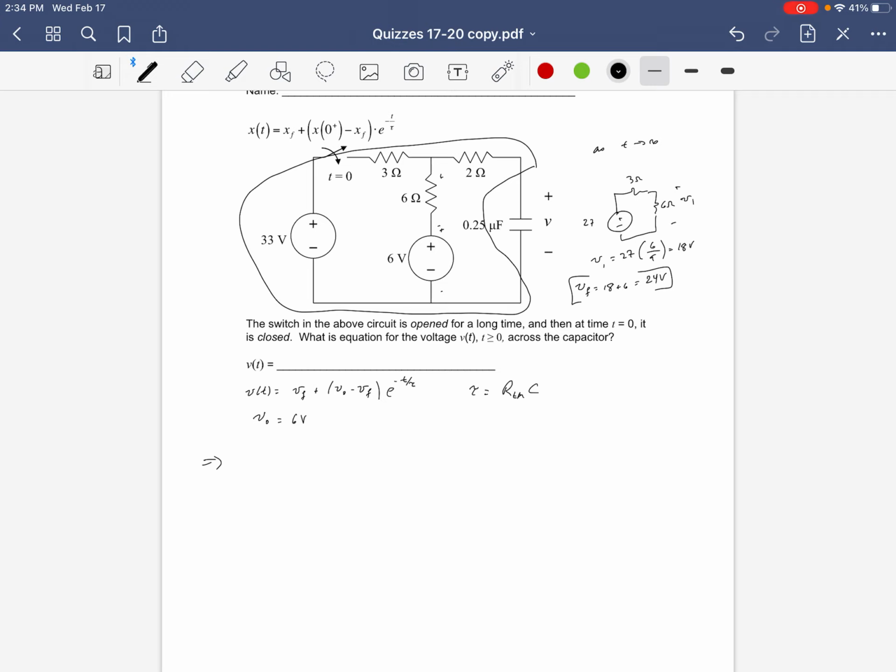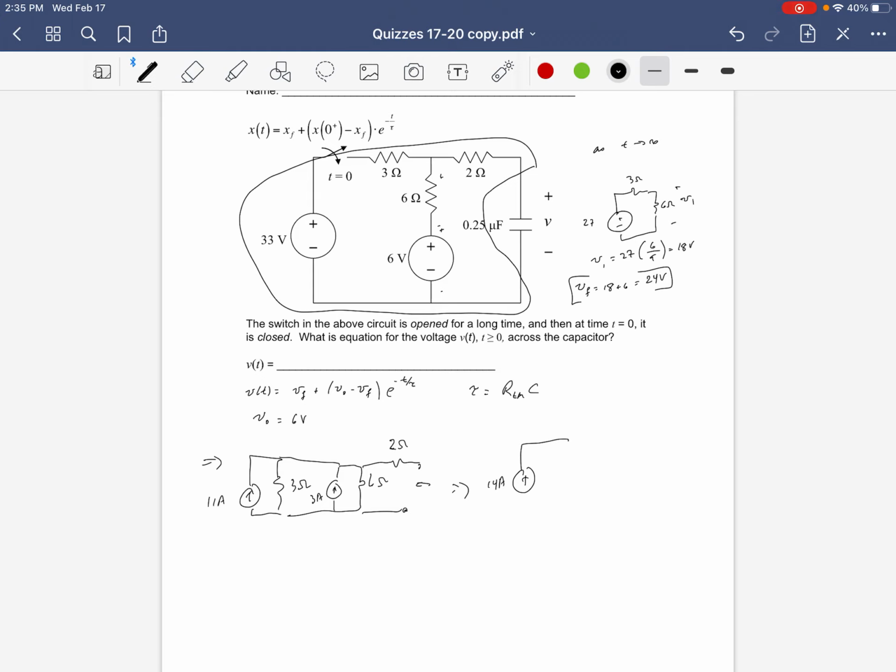So I'm going to do a source transformation on the first one. I'll have a current source in parallel with the 3 ohm, and the current source is going to be 33 divided by 3, so 11 amps. And then the second source here, I'm going to have again a current source in parallel with a 6 ohm resistor, in series with a 2 ohm, and I want to find the Thevenin equivalent looking in. This current source is going to be 6 divided by 2, so 3 amps. And 11 plus 3 gives me 14 amps.